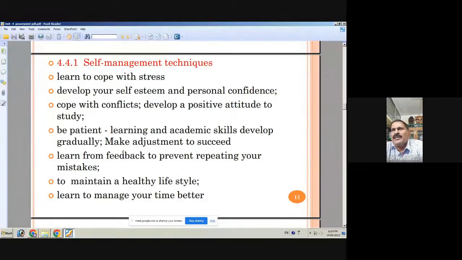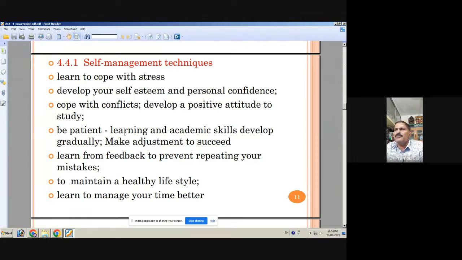We can say that number one may be: learn to cope with stress. Each and everybody has stress in our mind. Tension is there. When there is conflict, there is tension, and after the tension, there will be frustration. So learn to cope with stress.